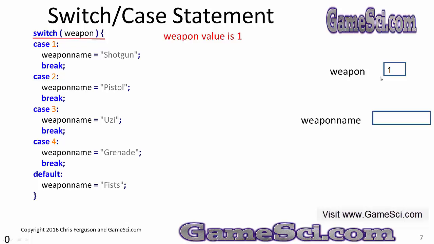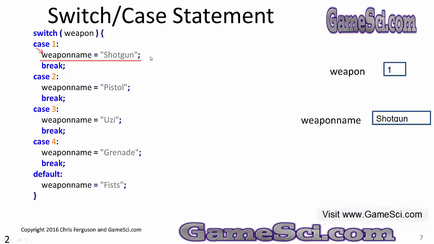So with a weapon value of 1 and tracing this code, case 1 matches weapon. Weapon has the value of 1, so weapon matches case 1. When we have a match between the weapon and the case, I will select that code to execute. Since we had a match, I will go inside the case 1 code and execute weapon name equals shotgun. You can see I've stored shotgun in my variable weapon name. That's it. When weapon matches the case, you execute that code.